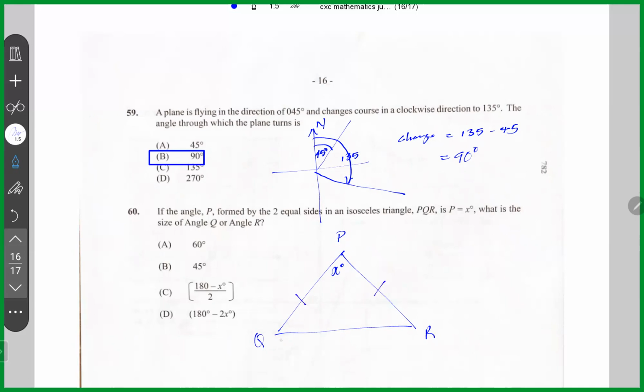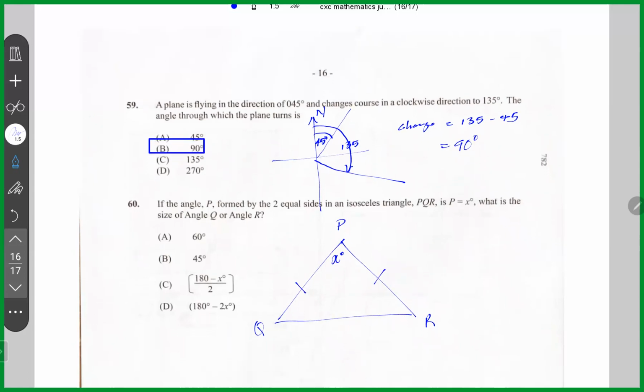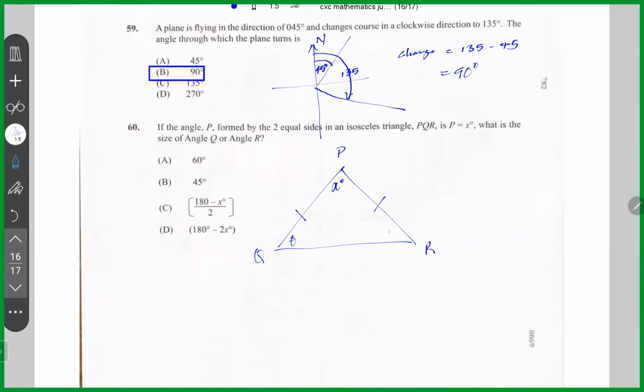Okay. All right, so these two angles, let's call them theta. They're the base angles of the isosceles triangle. They're equal. This is the apex. This is the base. And the base angles of an isosceles triangle are equal. So 2 theta would be equal to, sorry, 180 minus x. And if you divide both sides by 2, we get that the angle theta would be 180 minus x divided by 2. And the answer here would be C.